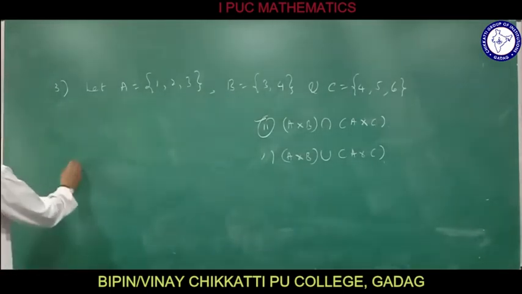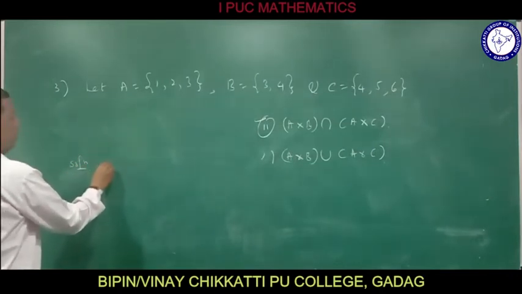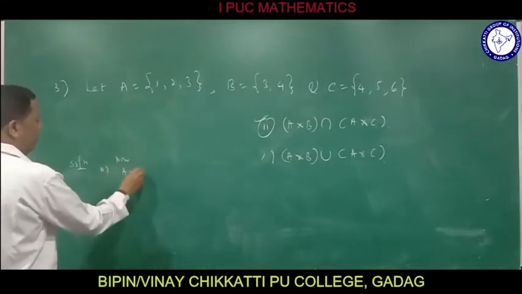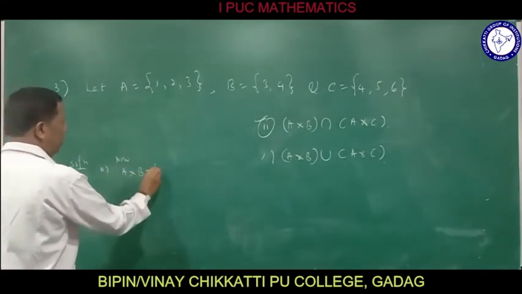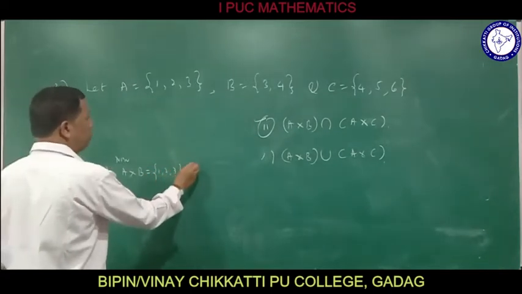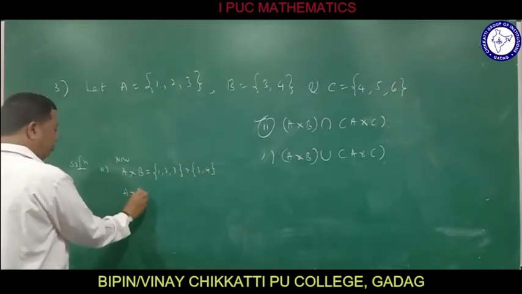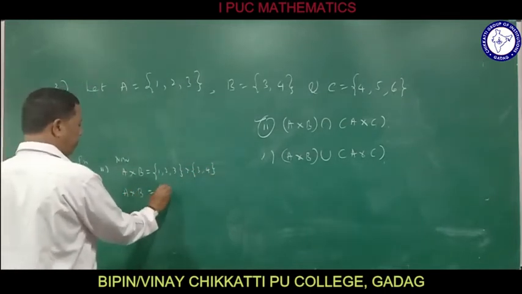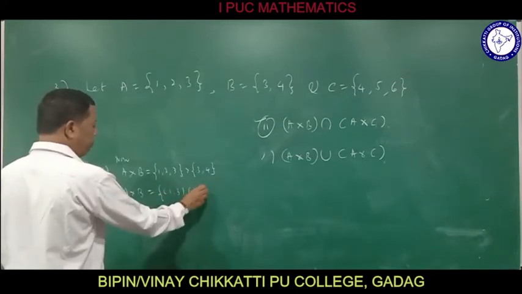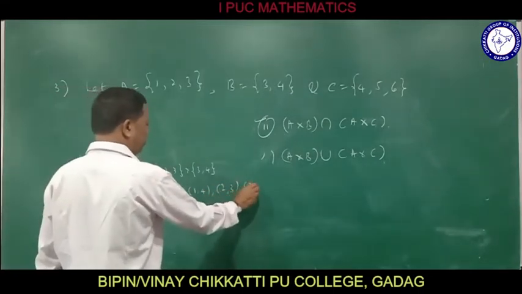First I have to find out which one I am telling now. Number second. What is A cross B? First we find A cross B. A is {1, 2, 3}, cross B, which is {3, 4}. So A cross B is equal to {(1, 3), (1, 4), (2, 3), (2, 4).